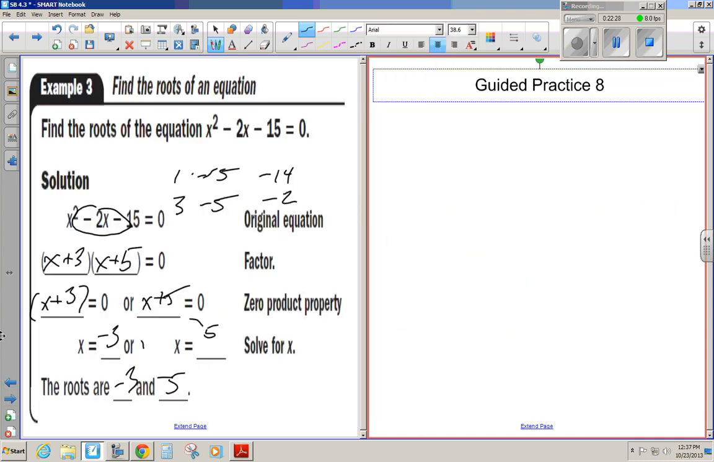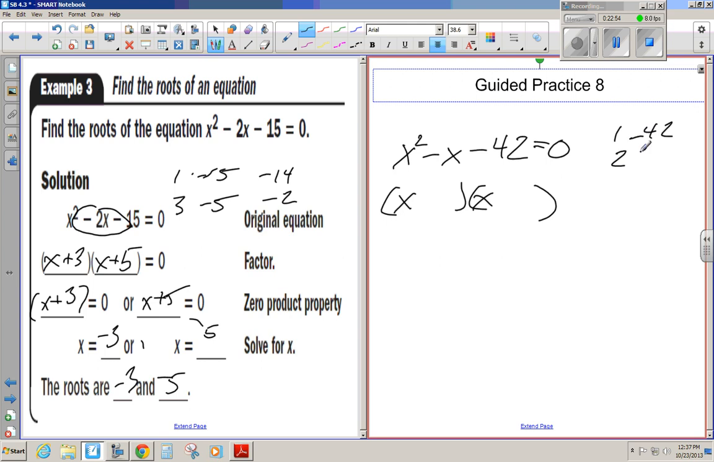Guided practice number 8. Solve the equation. So what you've got here is x squared minus x minus 42 equals 0. Well, factors of 42, set up the factored form. Put the variables in the front. And then 1 times negative 42, and then 2 times negative 21, and then 3 times negative 14, and then 4 doesn't work, 5, 6, 6 times negative 7.